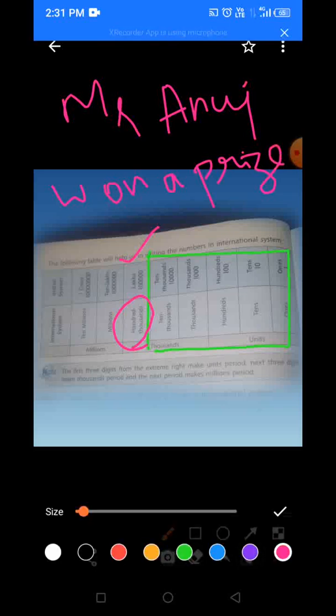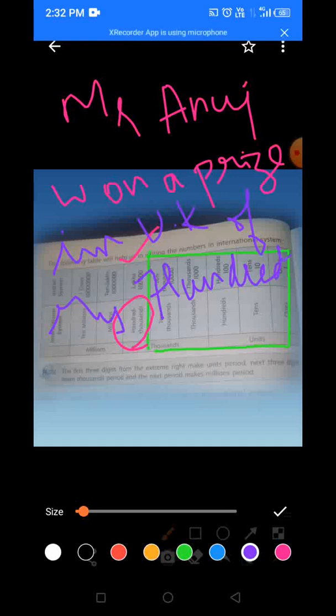Prize, I'll change the color so it doesn't mix with that color. A prize in UK of rupees 100,000. So, how much rupees will it be in the Indian system of numbering? कितना होगा जब उन्होंने यूके में जीता है 100,000? It will be 1 lakh. Understood?